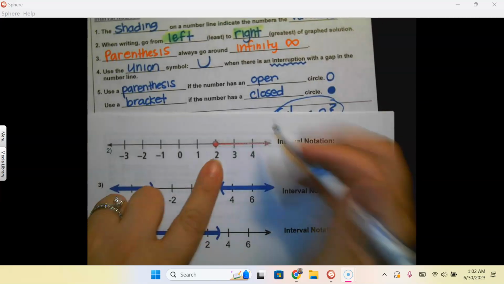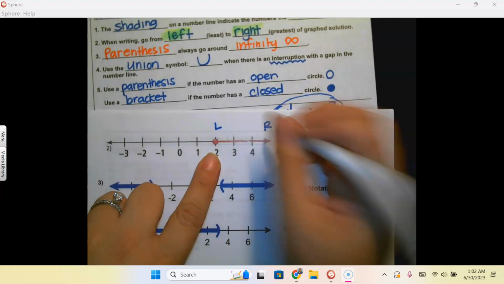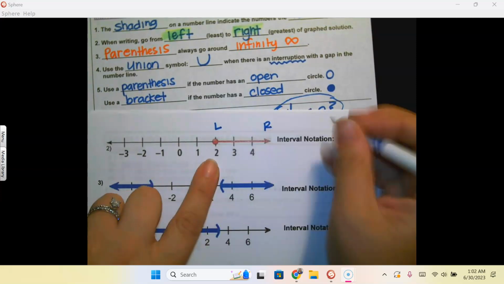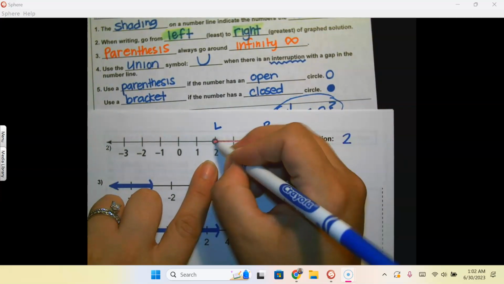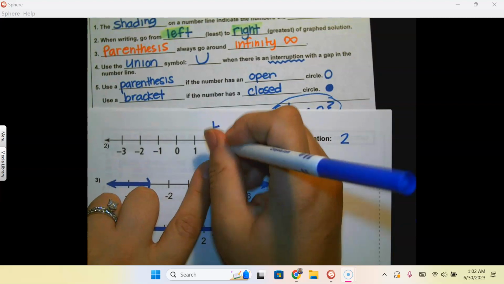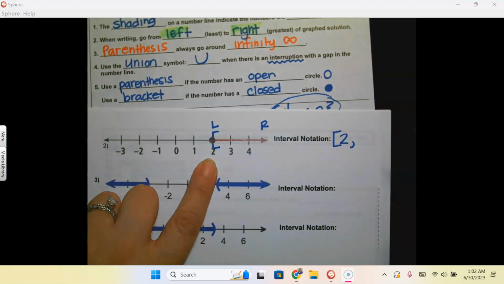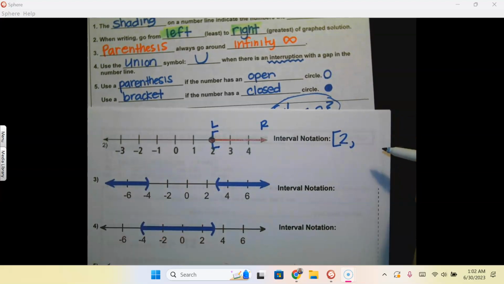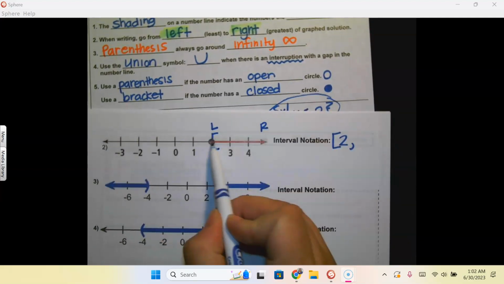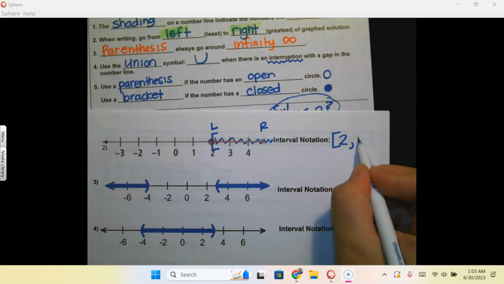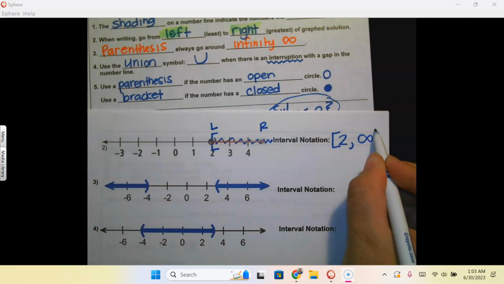So let's take a look at this one here. So we always go from the left to the right. So on this problem, on the left of the graph, it starts at 2. And because this is solid, we're going to use a bracket. So we're going to put a bracket, and then we're going to put a comma. And then after the comma, we write what's happening on the right side. So on the right side of the graph, it keeps going and going. So we're going to put infinity. And then a parenthesis always goes around infinity.